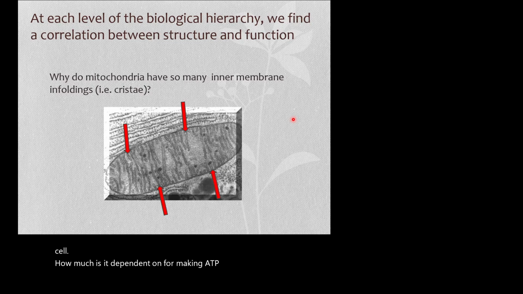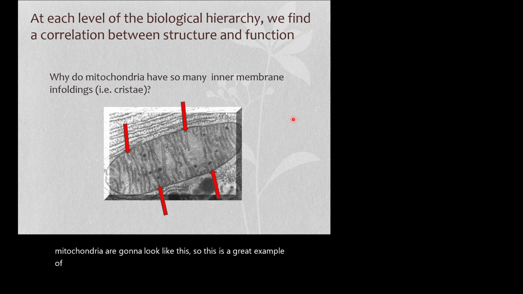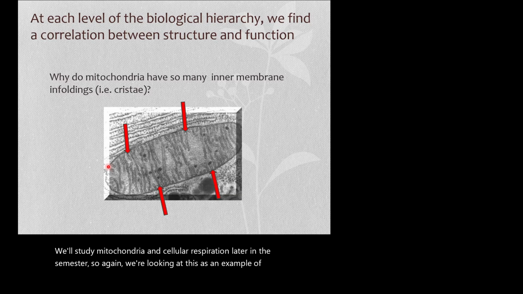Not all mitochondria are going to look like this. So this is a great example of how the structure of the mitochondria, the amount of infoldings, relates to its ability to produce ATP. We'll study mitochondria and cellular respiration later in the semester. So again, we're looking at this as an example of just a principle that we see throughout the course of the relationship between form and function.